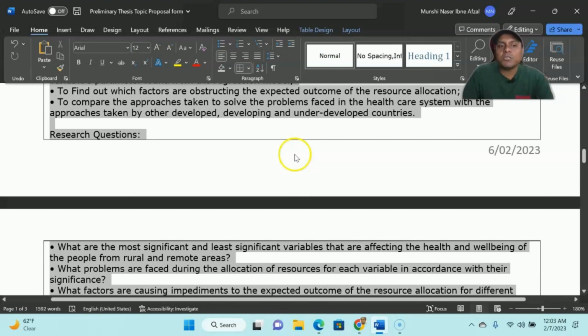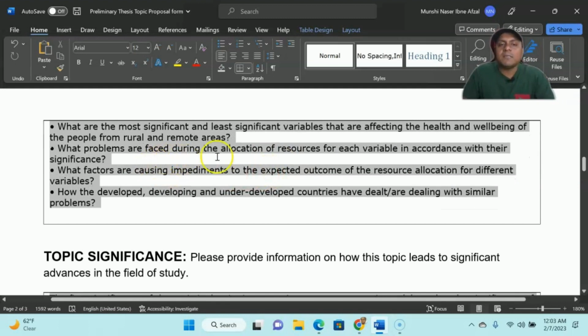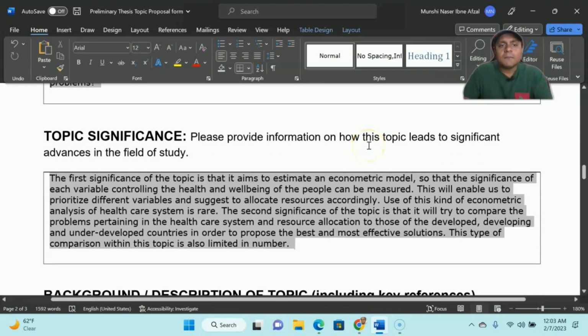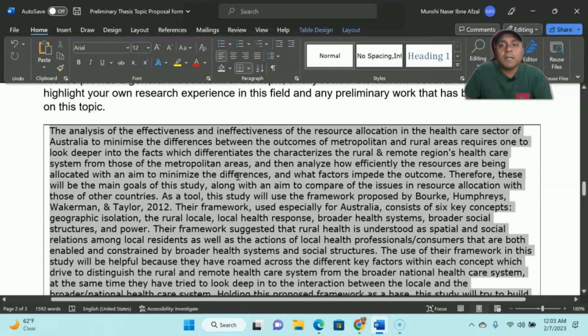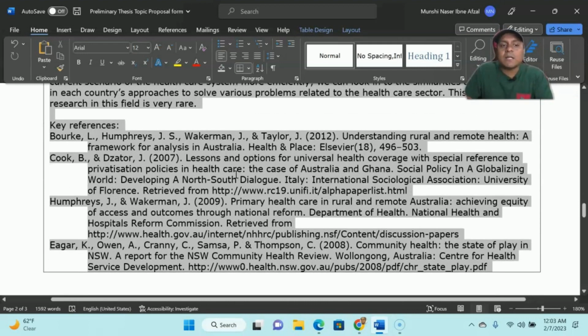Then comes the research question. As you can see here, what are the most significant and least significant variables that are affecting the health and well-being of the people from rural and remote areas? What problems are faced during the allocation of resources for each variable? Which means the research questions are more specific. I'm not talking about a general research question, but instead I'm focusing on the variables of interest that I'm going to study. Then significance, I wrote the significance, and then background or description of the topic including the key references, so I already put that here, and the references are also chosen.